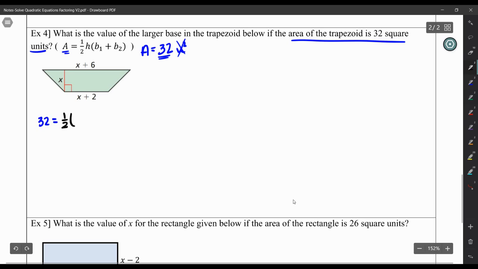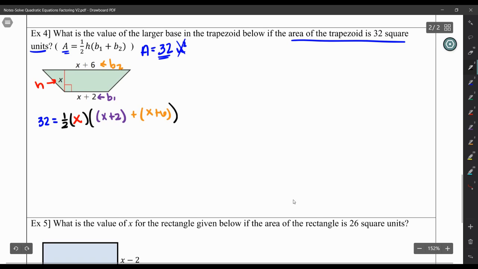times the height. And so the height of this is actually this x. So this is h. So 1/2 times x, and then times the addition of the bases. So we're going to call base 1 this guy. So we're going to take x plus 2 for base 1. And then also this guy will be base 2. So plus base 2, which is x plus 6.